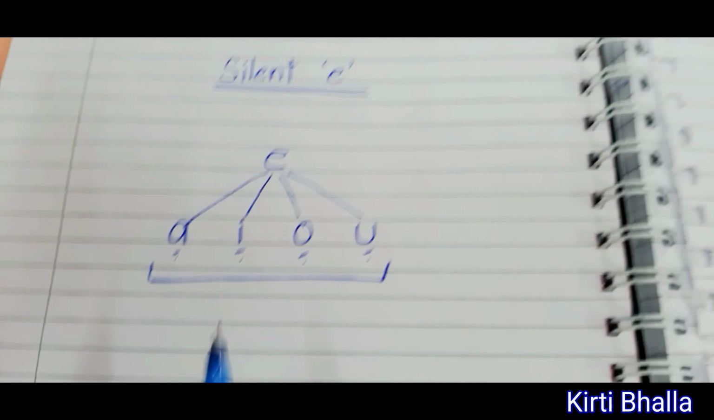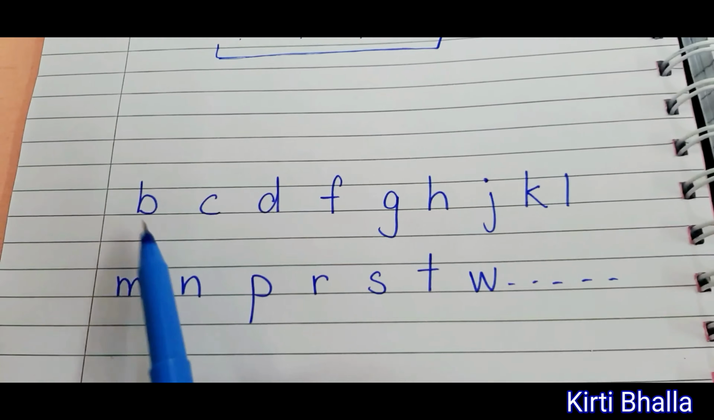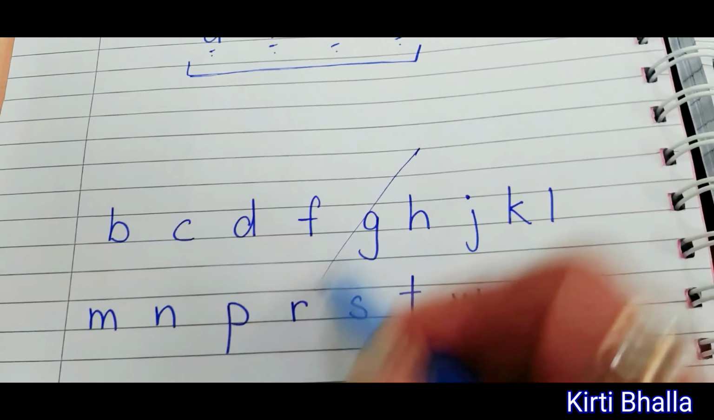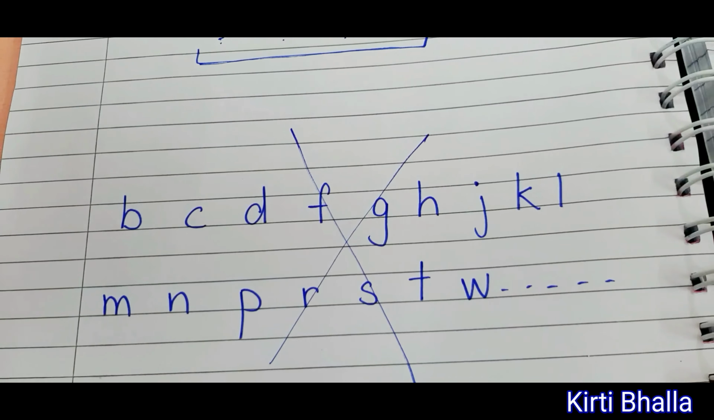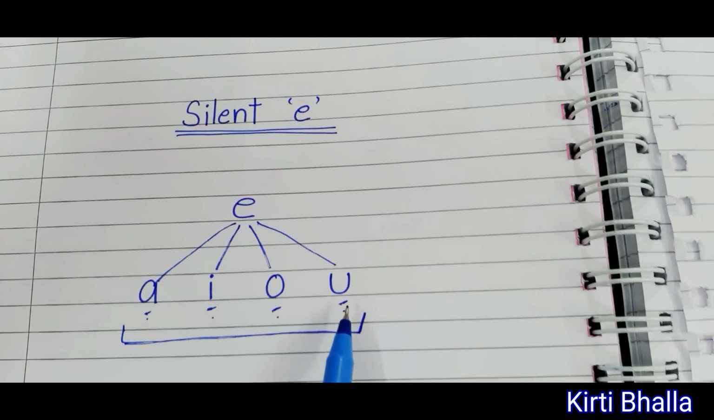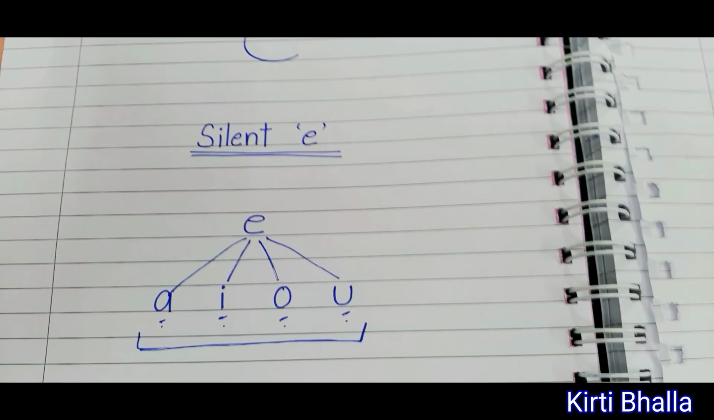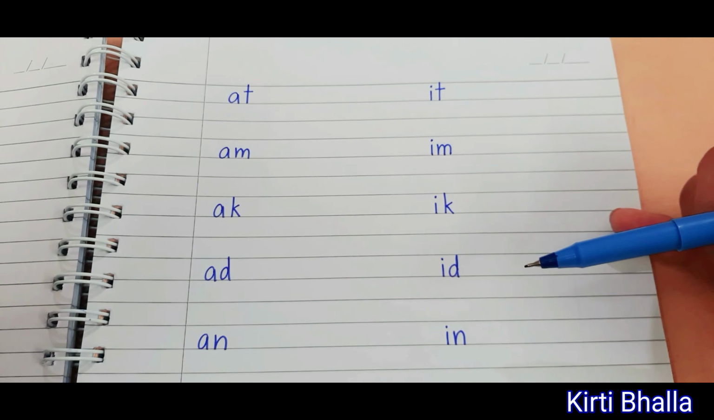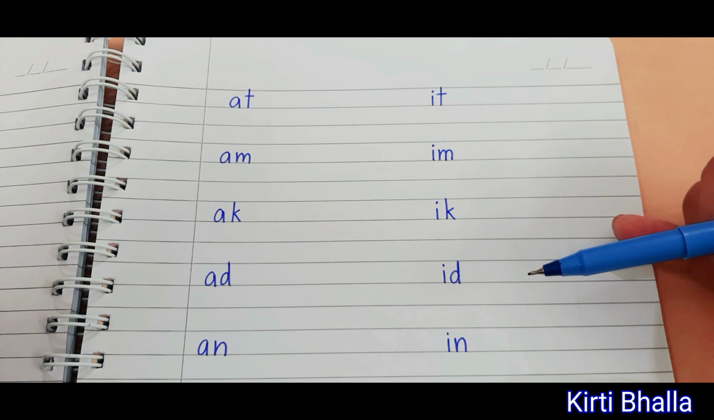It does not show magic with any other letter like B, C, D, F, G, H, J, M, P. No, it does not show its magic with any of these letters. It shows its magic only with these letters. So let's see the magic. Now let's read them first with sounds and then by adding letter E.